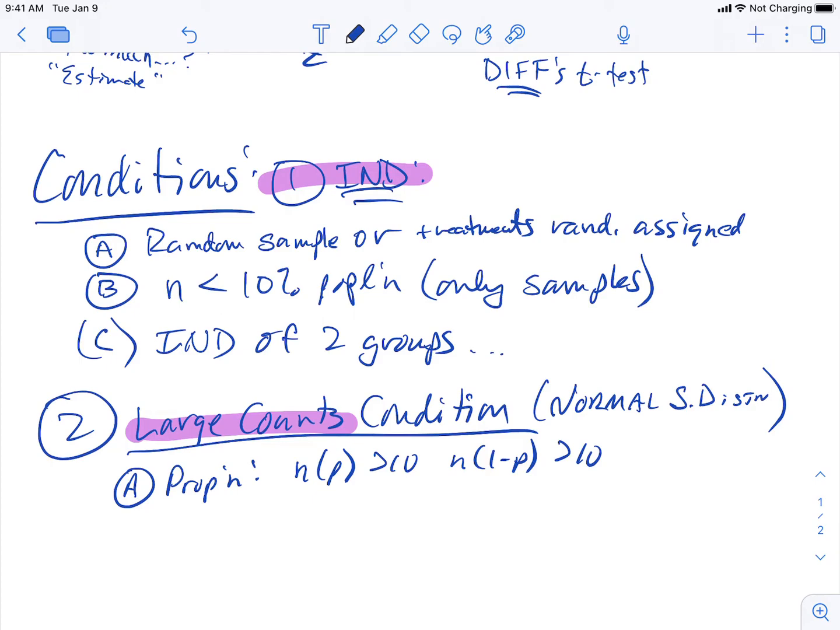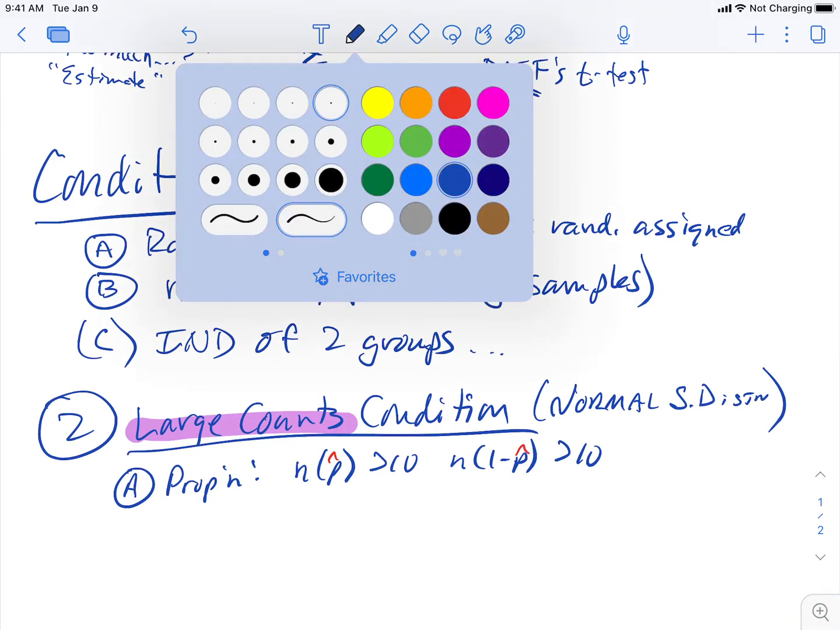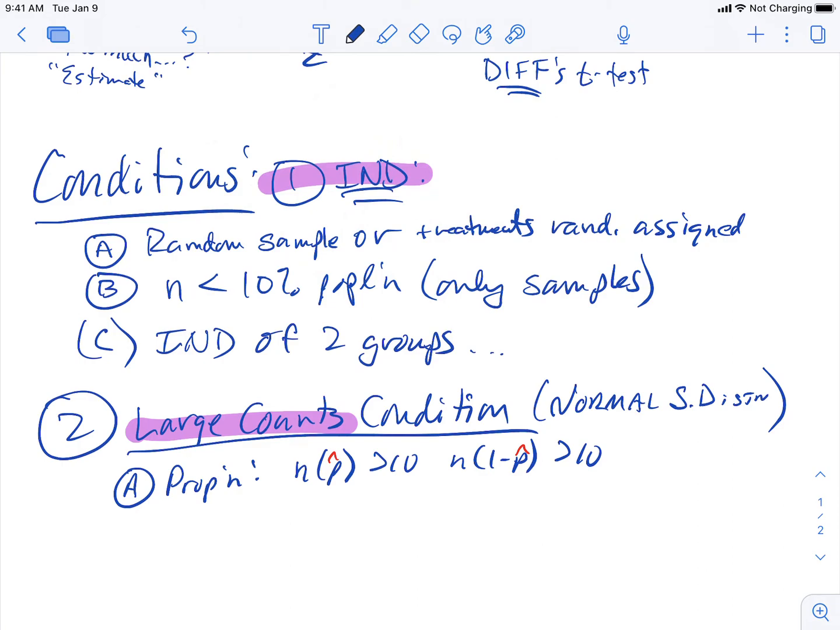And of course, if it's a confidence interval, then you've got to use p hat instead of p, but it all depends on whether you're doing a test or an interval. If you're doing a test, you can use p. If you're doing an interval, you have to use p hat because you don't have p.